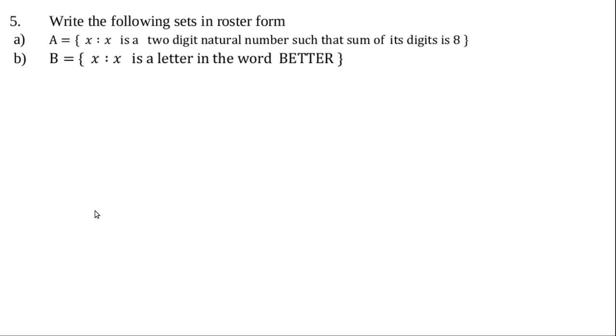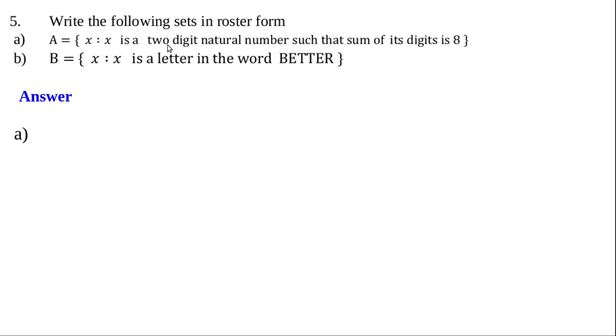Then the answer to question number 5. Question number 5 is this. S equals the set of all x such that x is a 2-digit natural number such that the sum of its digits is 8. We want to write the 2-digit natural numbers. Which is the smallest 2-digit natural number? 10. What is the sum of its digits? 1 plus 0 is not equal to 8. What about the next number? 11. 1 plus 1 is not equal to 8.